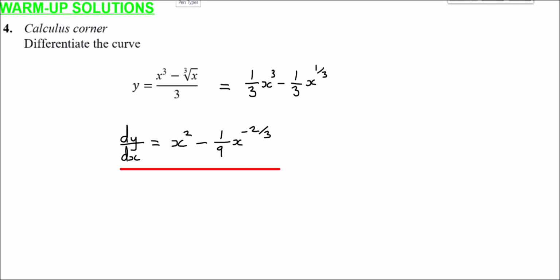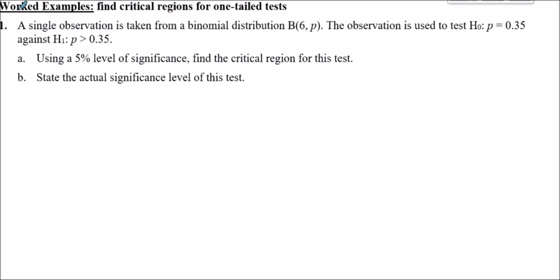Okay, so let's go on and have a look at the main part of the lesson. So, getting straight into it, no messing around, just let's find some critical regions for one-tailed tests. So a one-tailed test is just a test of a type where our null hypothesis is a probability is equal to something, and the alternate hypothesis is where the probability is either greater than what we state for H0 or less than. So it's just going one way or the other.